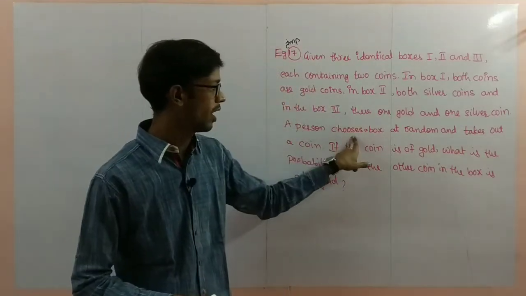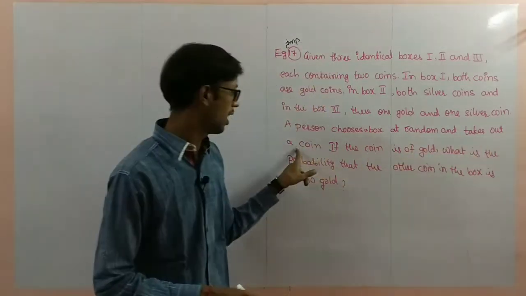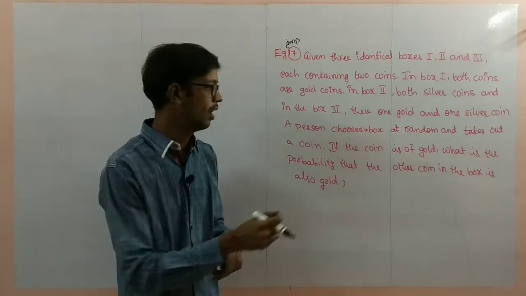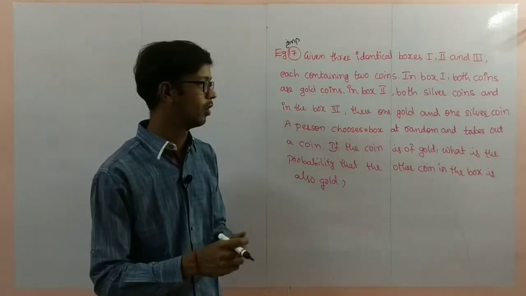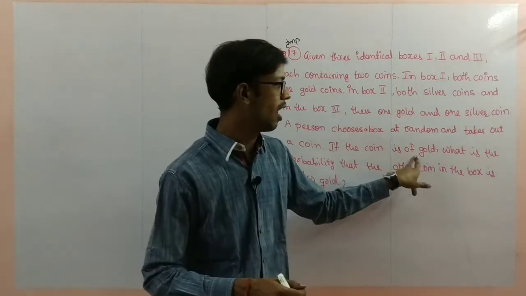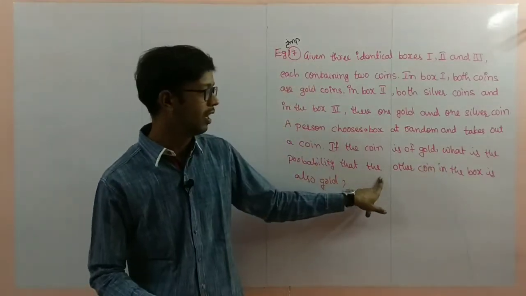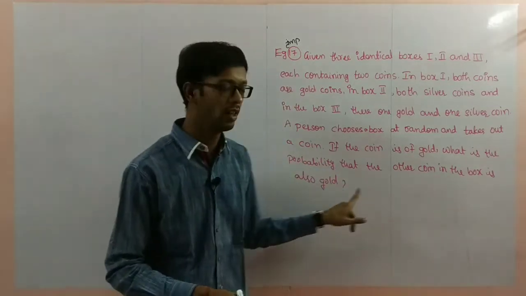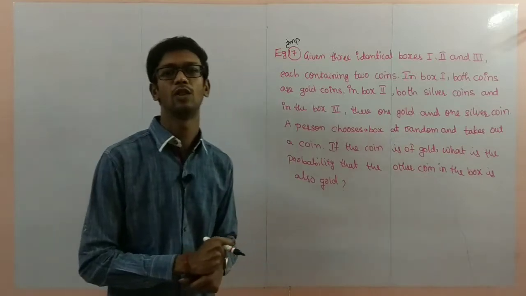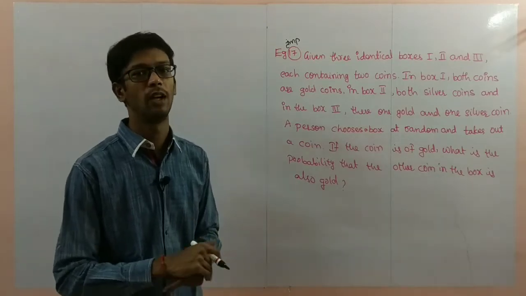A person chooses a box at random and takes out a coin. Choosing a box first of all, after that the coin is taken from that box. If the coin is a gold coin, what is the probability that the other coin in the box is also gold? Already one coin you are selecting, that should be gold. Next, the other coin also being gold, what is the probability?